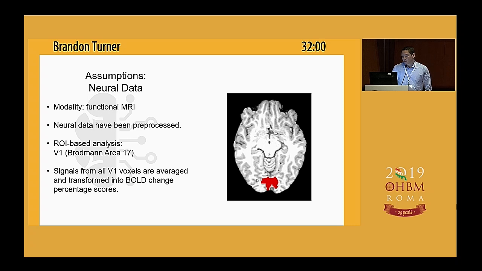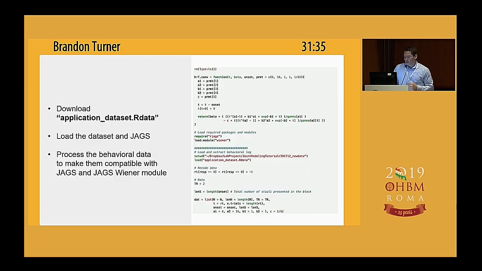Now, we have neural data, and we've already processed and cleaned that for you. So if you just download our data set, it will have all of this stuff contained. This is for the ROI. This is V1, Brodmann area 17. We just use some mask to define that, and signals from all these voxels are just averaged to produce one neural time series, just to keep the problem really simple. Okay. So if you go to application dataset.rdata, all of that's contained in there.